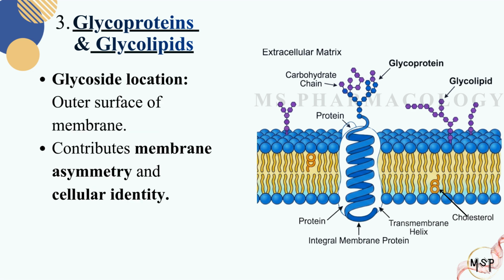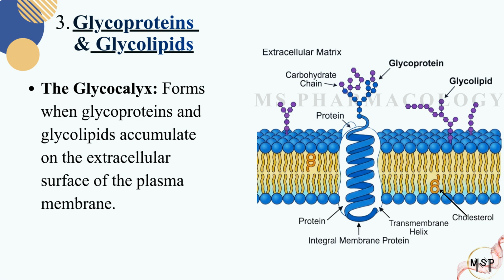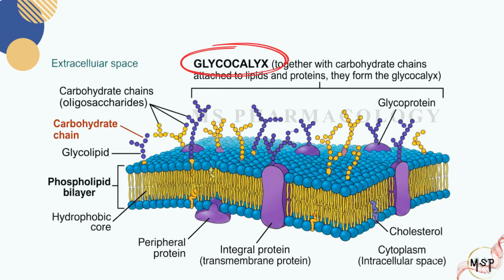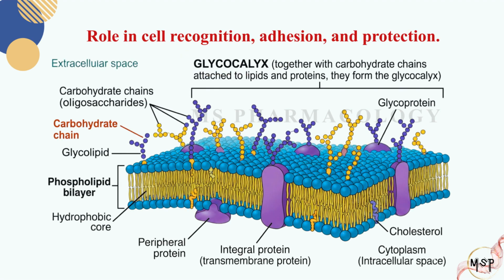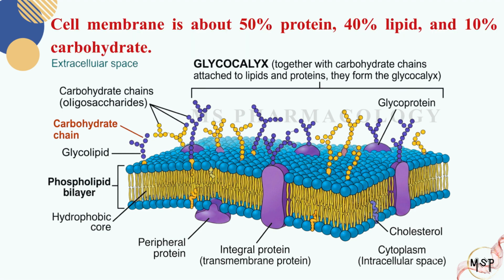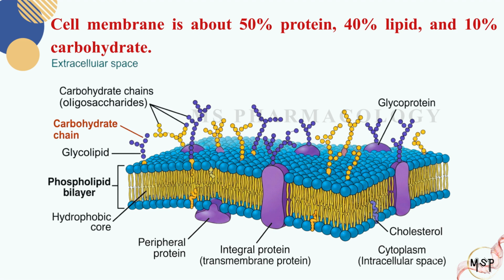Glycolipids, located mainly on the outer surface, contribute to membrane asymmetry and cellular identity. Together with carbohydrate chains attached to lipids and proteins, they form the glycocalyx, a carbohydrate-rich outer layer responsible for cell recognition, adhesion, and protection. By mass, the typical human cell membrane is about 50% protein, 40% lipid, and 10% carbohydrate.